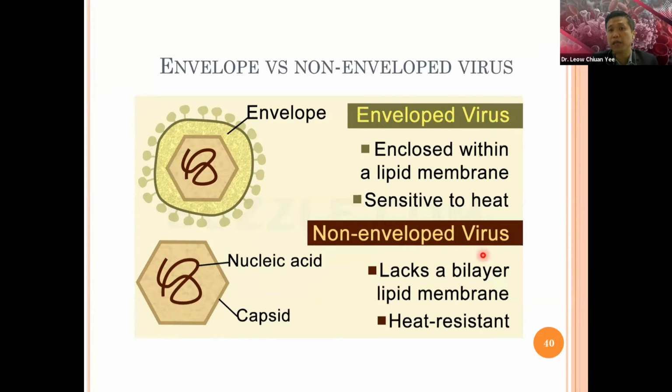So envelope viruses are actually weaker, or I can say much more vulnerable, compared to the non-envelope ones, because they are sensitive to heat. Compared to them, the non-envelope viruses are quite resistant to heat because they have a thicker capsid.